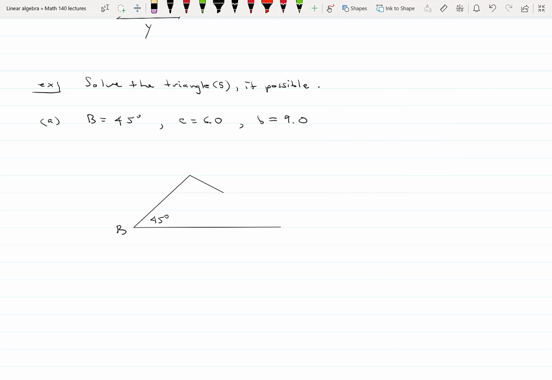We're given side B. We'd like to leave the side that's horizontal blank. Again, this is just to prepare us for the two triangle case of the law of sines. It probably would be a good idea, correction.